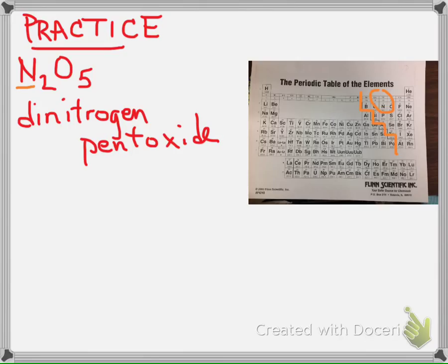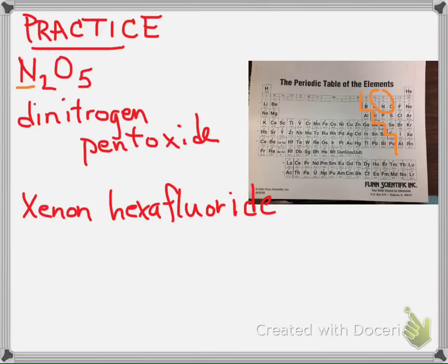Our next example is going to be giving a name, and you write the formula. Xenon hexafluoride. When going from the name to the formula, look for clues. I have a Greek prefix, so I know that I am going to use subscripts equal to the prefixes. Xenon, I have 1. Fluoride, I have 6. So XeF6. 2 nonmetals. That's why we are using the Greek prefixes.